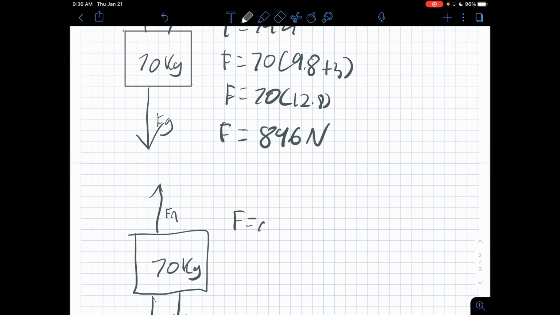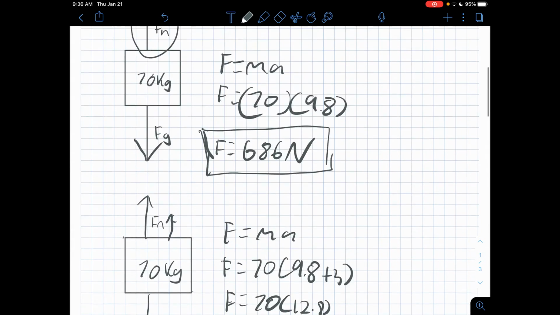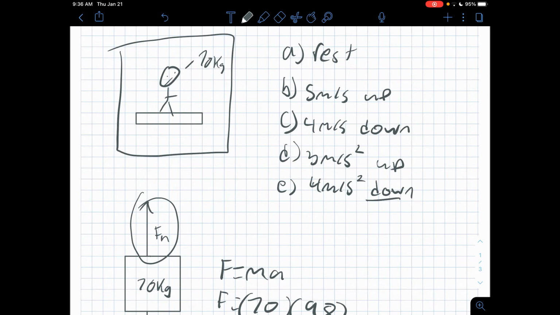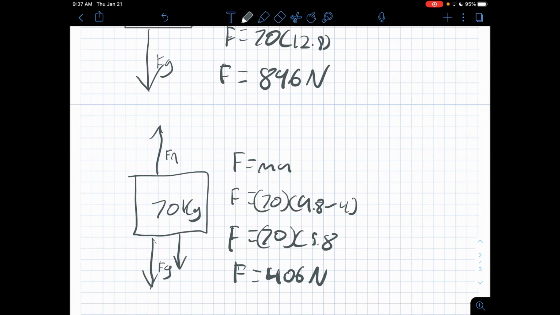You go F equals ma, and the mass stays the same, so it stays the same, 70, and then you get 9.8. But this time, since the acceleration is downwards, you're going to subtract the 4. So minus 4, and you get F equals 70 times 5.8. So 70 times 5.8. You're left with F is equal to 406 newtons.